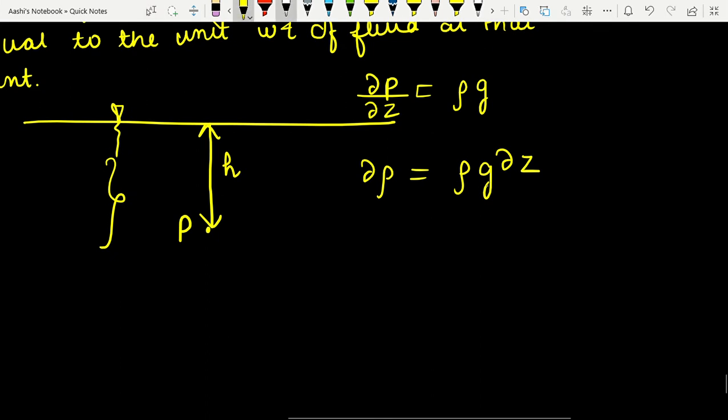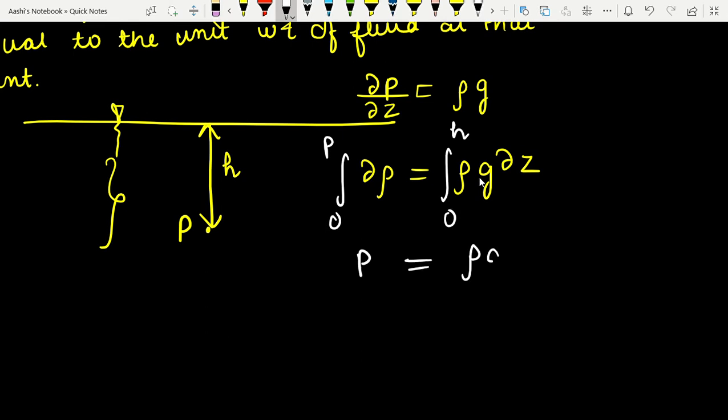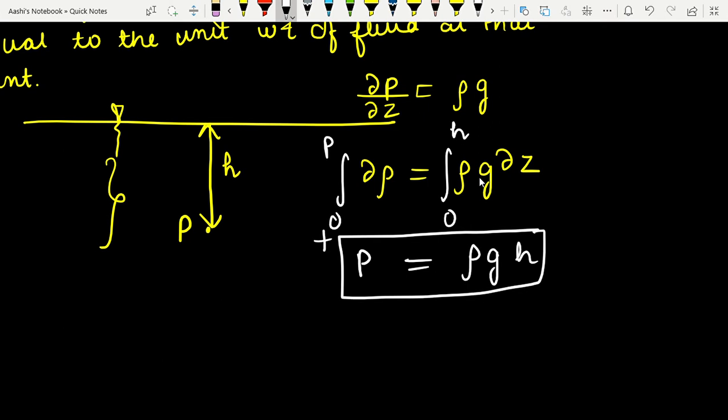So I'll just integrate this equation. When I integrate it from 0 to P, and height 0 to h, what will I get here? P is equal to rho g h. This is a very important conclusion that I can make from the hydrostatic law, and using this I can find the pressure at any height h. At any height h in the liquid, the pressure will be equal to rho g h.